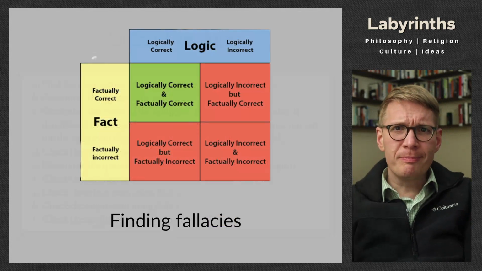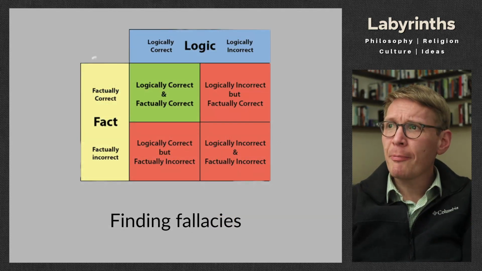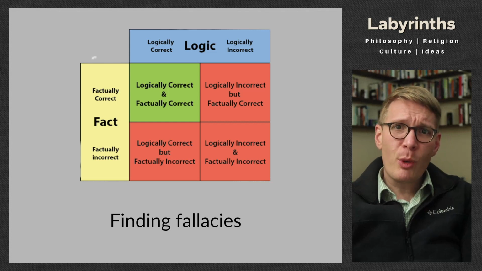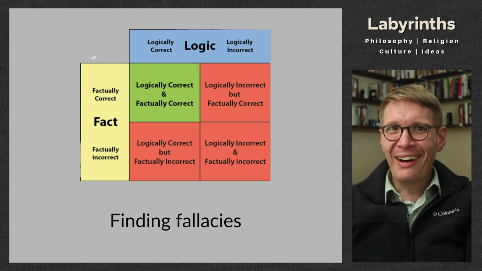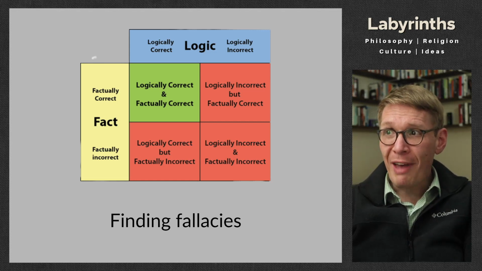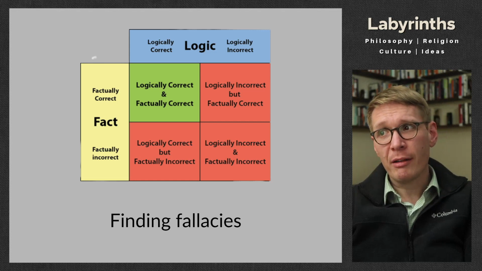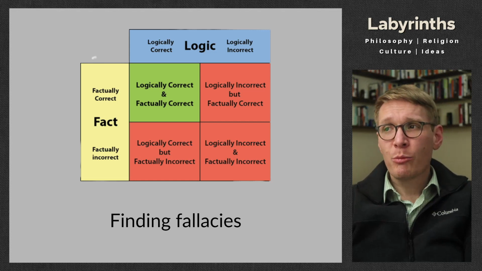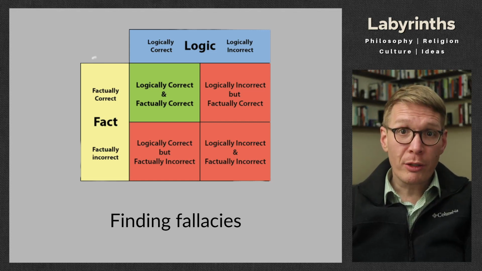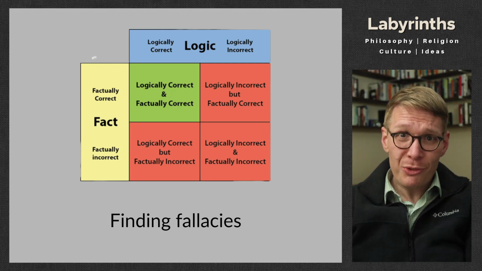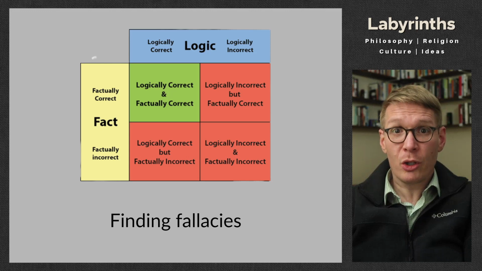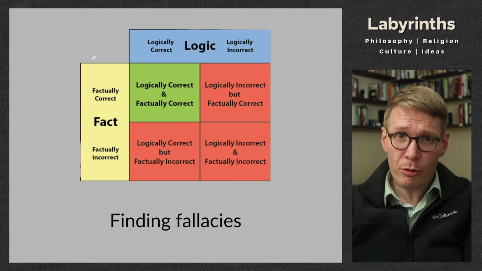So on this table here, we're going to talk about fallacies for a minute, right? There are lots of ways to go wrong and only one way to go right. On our chart here, on the y-axis, we have fact, and on the x-axis, we have logic. On the y-axis, a proposition can either be factually correct or factually incorrect. And you have to determine that, as we said, by induction. You have to actually look at the world and figure out what is true.